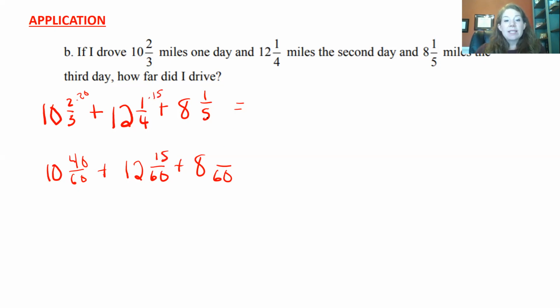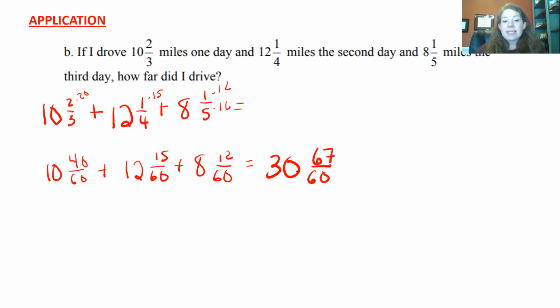And then finally, what times 5 is 60? That would be 12. So I'm going to multiply 1 times 12. Since I left them as mixed numbers, I'm going to go ahead and add the whole numbers. The whole numbers are 10, 12, and 8, and I get 30. Now let's add our numerators. So we're going to add 40 plus 15 plus 12, and I got 67.